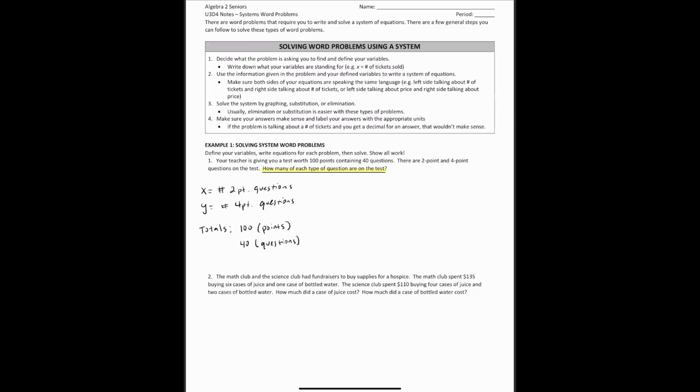So we should have an equation dealing with points, and we should have an equation dealing with questions. Now, what I'm going to do is I'm going to write my system of equations. Again, we need to have an equation dealing with questions. So the total number of questions is 40, and my second equation dealing with points, and the total number for that is 100. So again, we're going to write an equation dealing with questions and points.